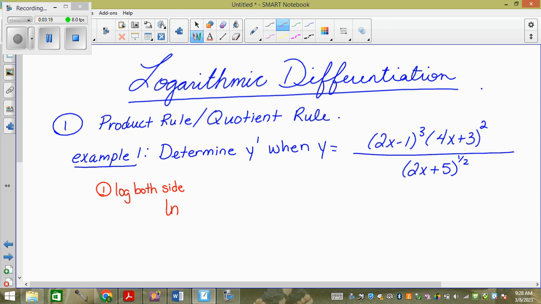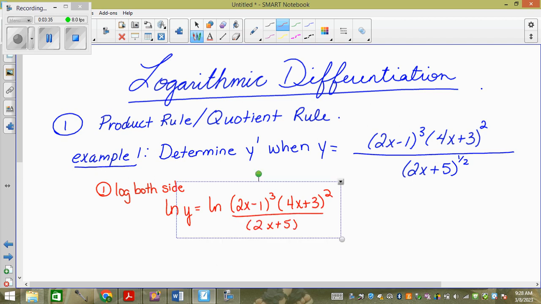Okay. ln y equals ln of (2x minus 1) cubed (4x plus 3) squared over (2x plus 5) to the half.